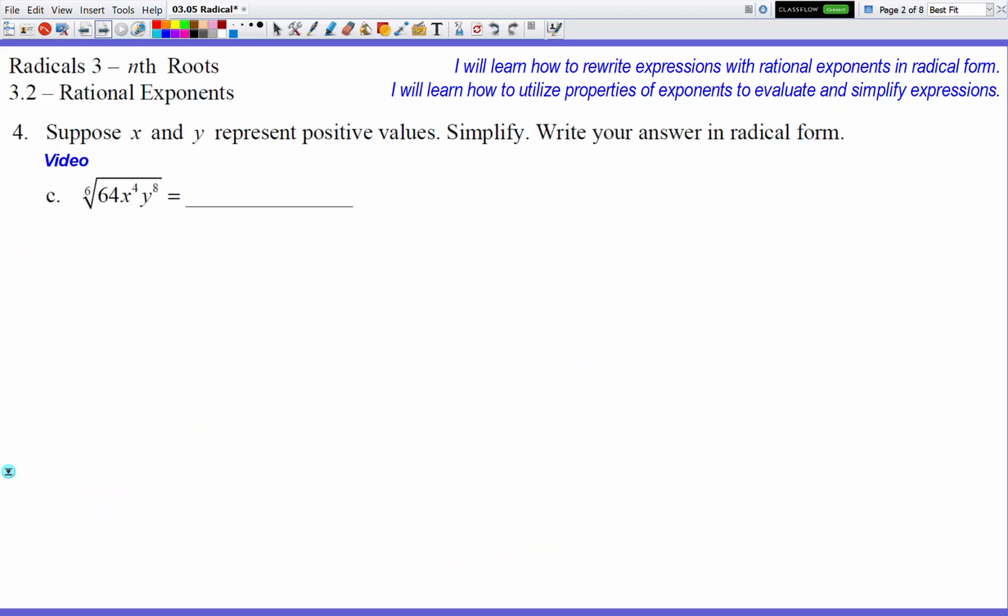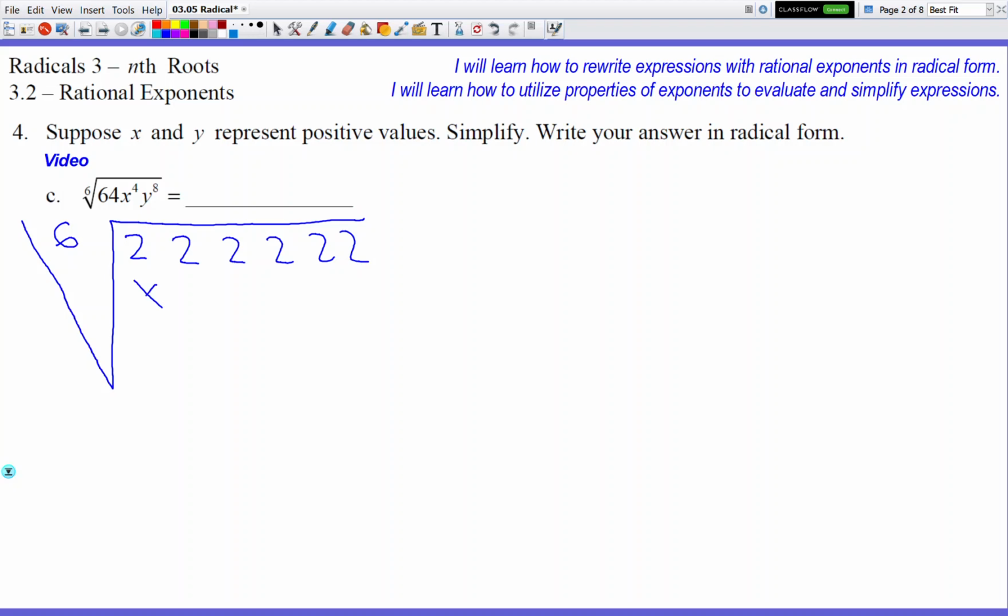So once again, it's a 6th root radical. And let's break apart all our numbers into tiny pieces. So now we got 64 inside the radical. So 64 is known as how many 2's? I believe that's 6 2's. And let's just check. 2 times 2 is 4, then 8, 16, 32, 64. Yep, 6 2's. And then 4 x's, and 8 y's. So 1, 2, 3, 4, 5, 6, 7, 8.